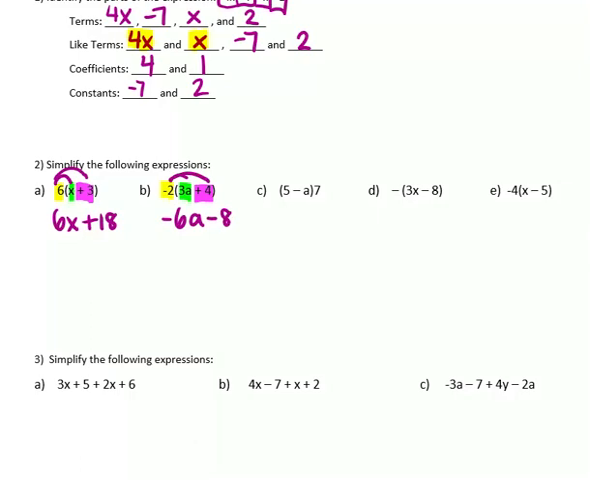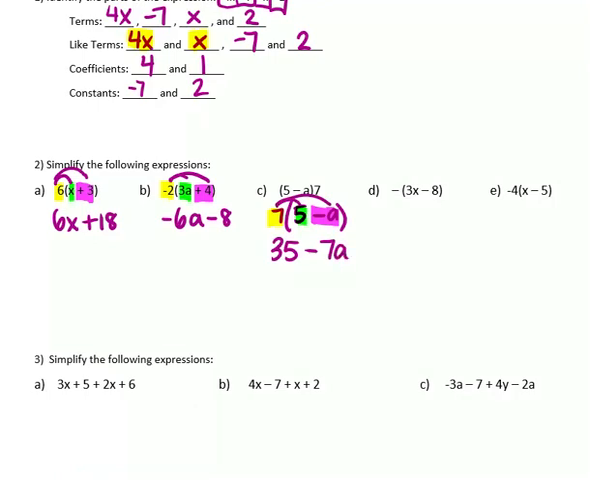For C, you can do it with how it looks. However, if that number is bothering you, just rewrite it and stick that 7 in front of the parentheses. So now we're multiplying that 7 by the 5 and by the -a. So 7 times 5 would be 35. 7 times a -a would be a -7a.